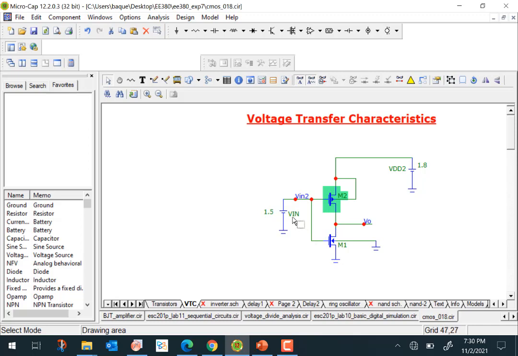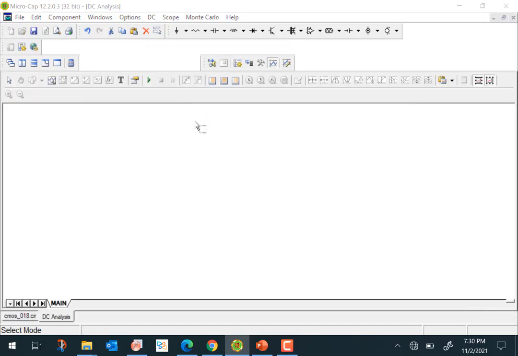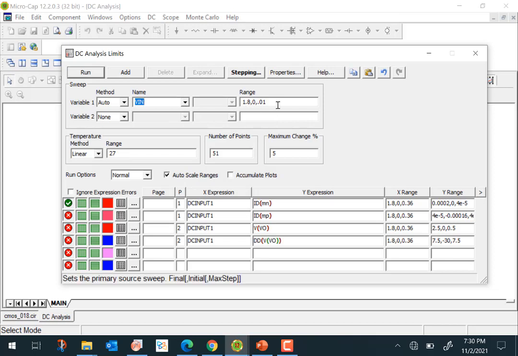We can, for example, vary V in and look at how V0 varies here. Note that the supply voltage is 1.8 volt here. All right, so we can do that. We'll vary V in from 1.8 to 0 here, and let's disable this and look at V0, the output voltage. So let's run it.